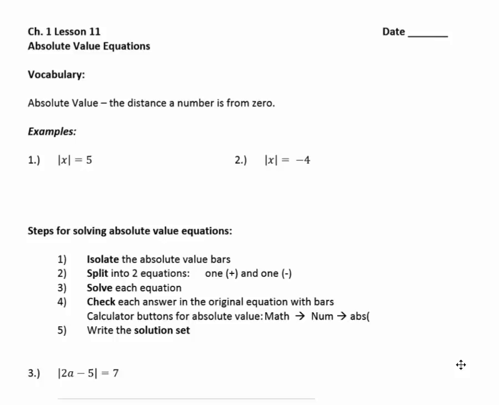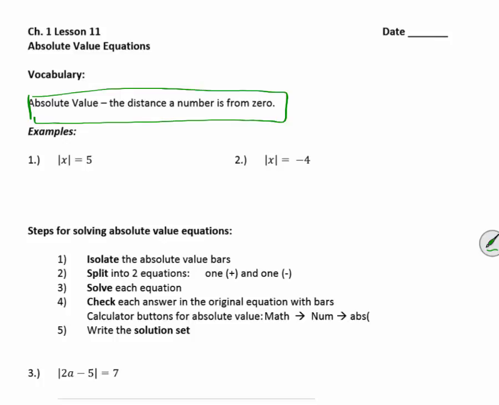Today we're going to be talking about another type of equation called absolute value equations. And these are new. We did a little bit with absolute value last year. We're going to do obviously a lot more with it this year. So remember that the absolute value is the distance a number is from zero. And that means that there are always going to be two numbers that have the same absolute value.